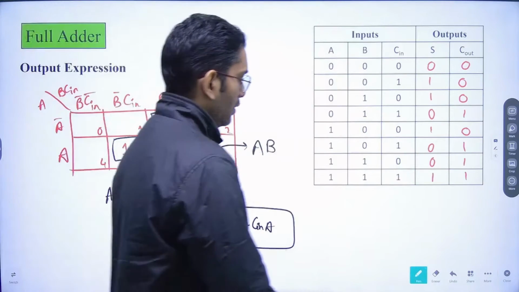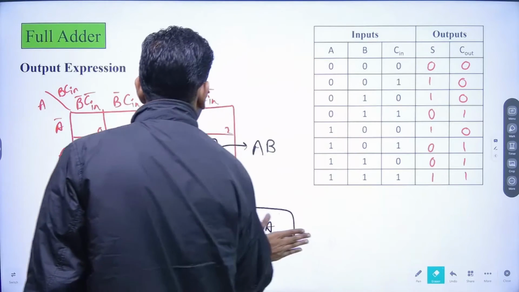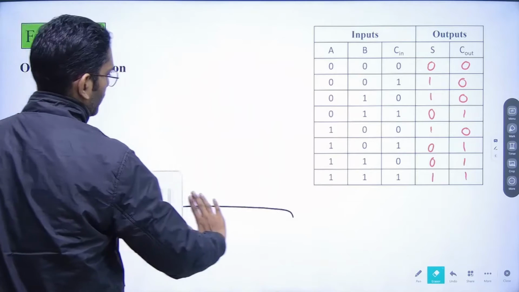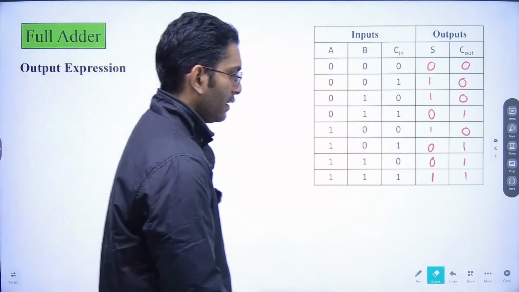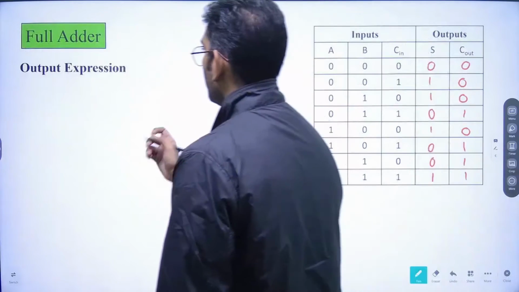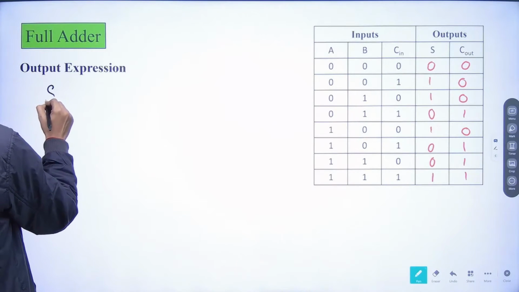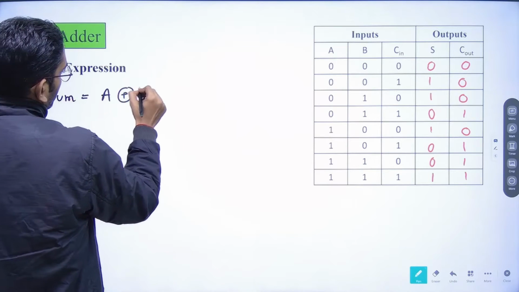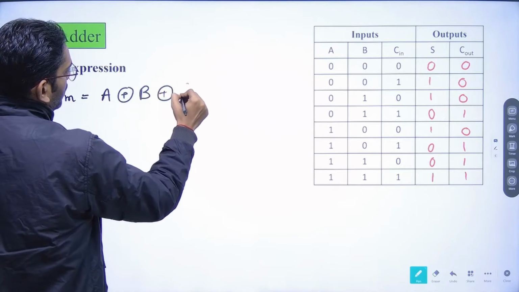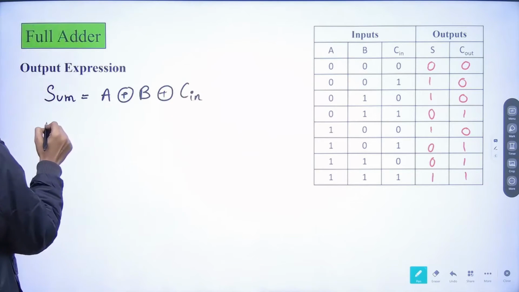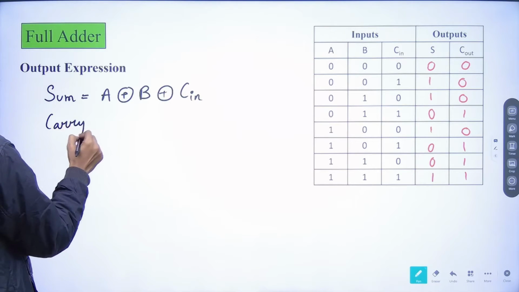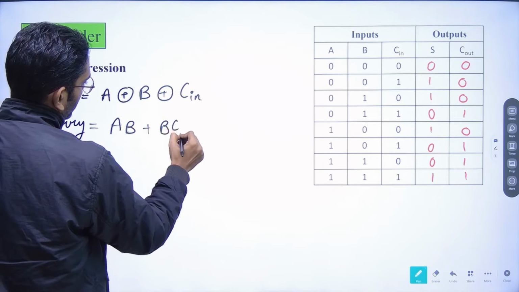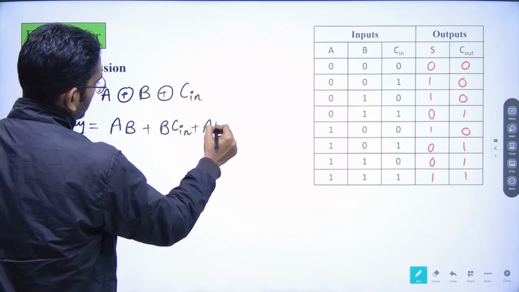Now I'm erasing this and I would write down the expression that we have got in the case of the full adder. For the output expression, sum was A XOR B XOR C in, and for the carry it was AB plus B C in plus A C in.